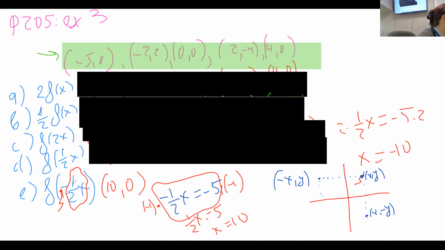Okay, then another example. I think it's good. We can practice more. Example 4. Okay, let's do example 4.